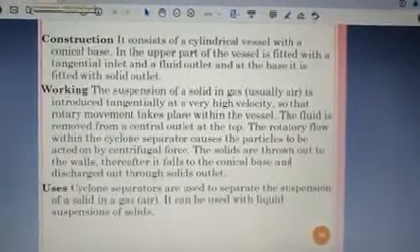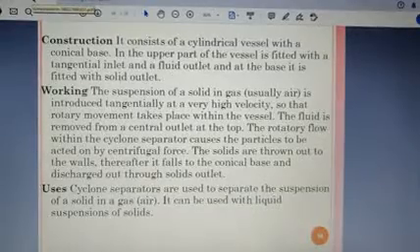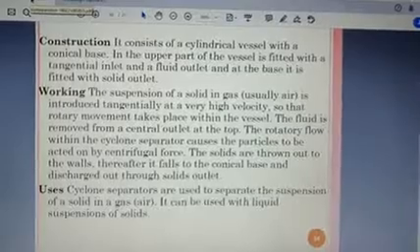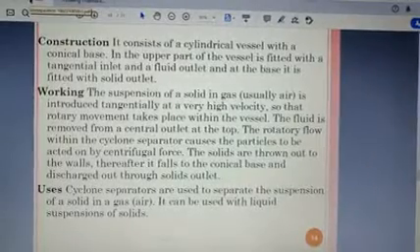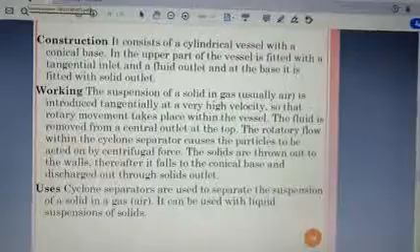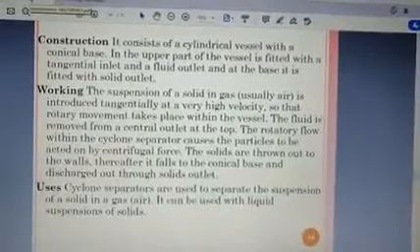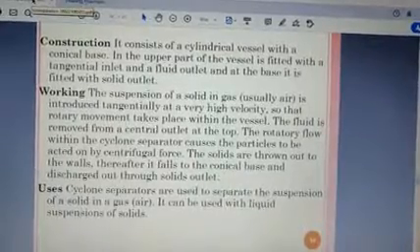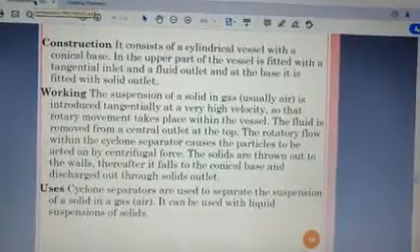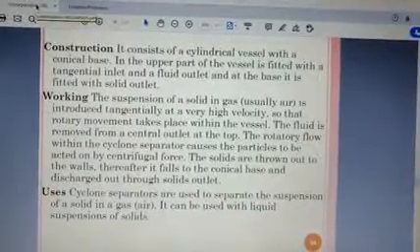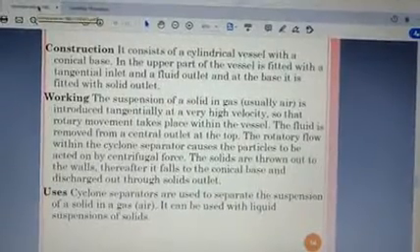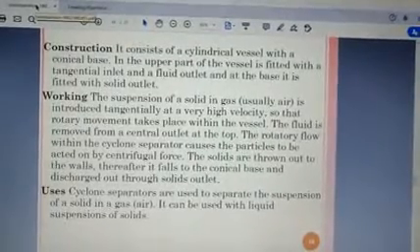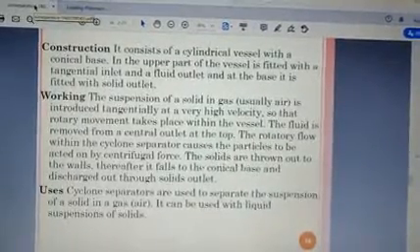The rotary flow within the cyclone separator causes the particles to be acted on by centrifugal force. The solids are thrown out to the walls, therefore they fall to the conical base and are discharged out through the solid outlet. So basically you just understand the principle. If there are dense coarser particles, they will move below. And whatever lighter, very fine particles are there, they can move from the above outlet itself, from where the fluid is moving. So these are used to separate the suspension of a solid in a gas.